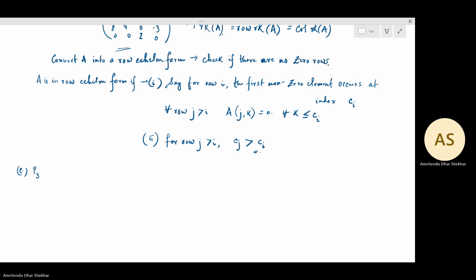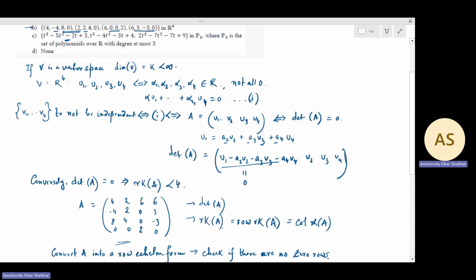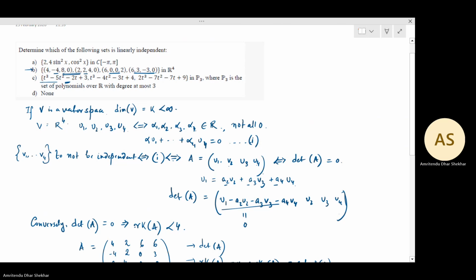So these are polynomials of degree less than or equal to 3. And the dimension of P3 is equal to 4. But we are given 3 elements to check for. Now, because there are only 3 elements, which is less than the dimension of P3, it is still possible that the set may not be linearly independent.